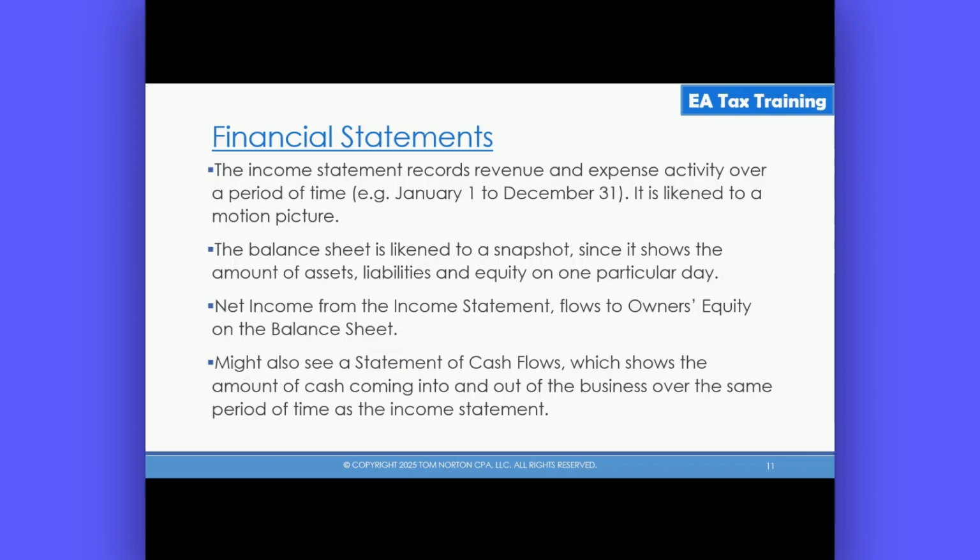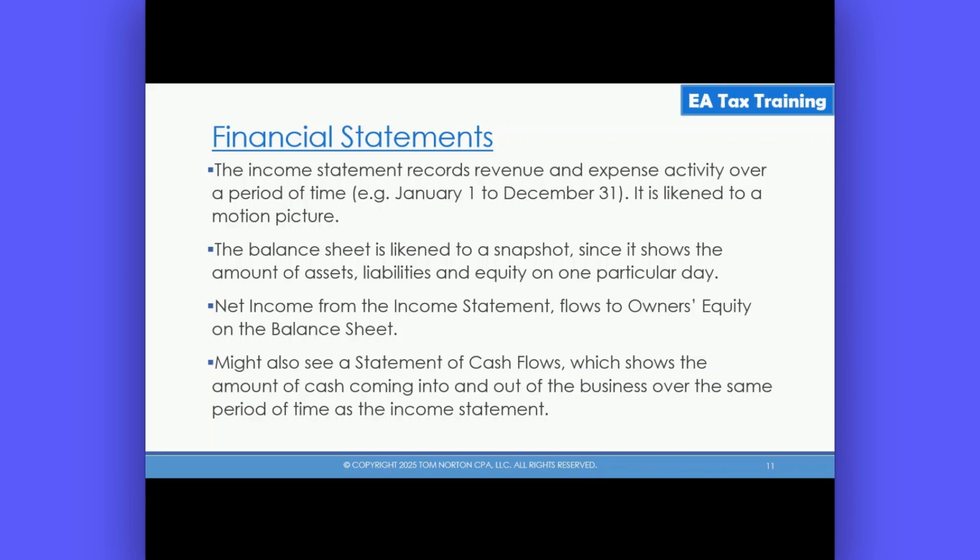So it is likened to a motion picture because it is showing you the net result of all the activity from January 1st through December 31st. All the revenue that was received, all the expenses that you had are all captured on that income statement. The balance sheet, on the other hand, is likened to a snapshot, since it shows the amount of assets, liabilities, and equity on one particular day. So the balance sheet is just showing you, for instance, what those account balances are on December 31st. So you can remember that income statement like a motion picture, balance sheet like a snapshot.